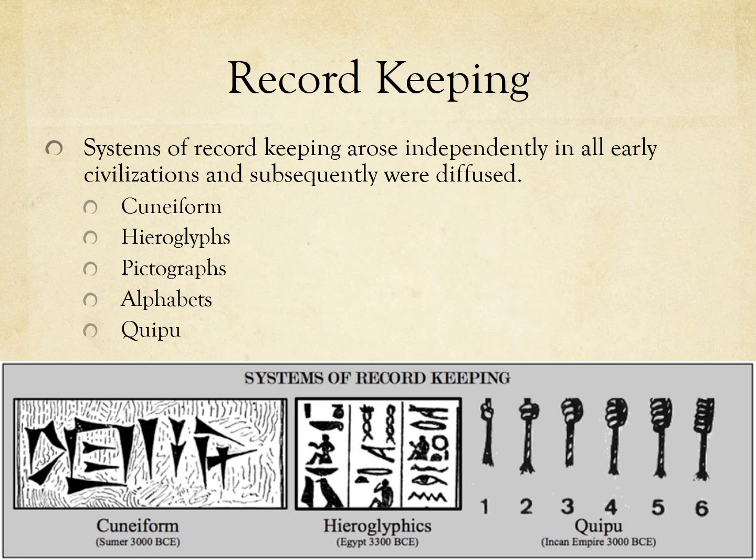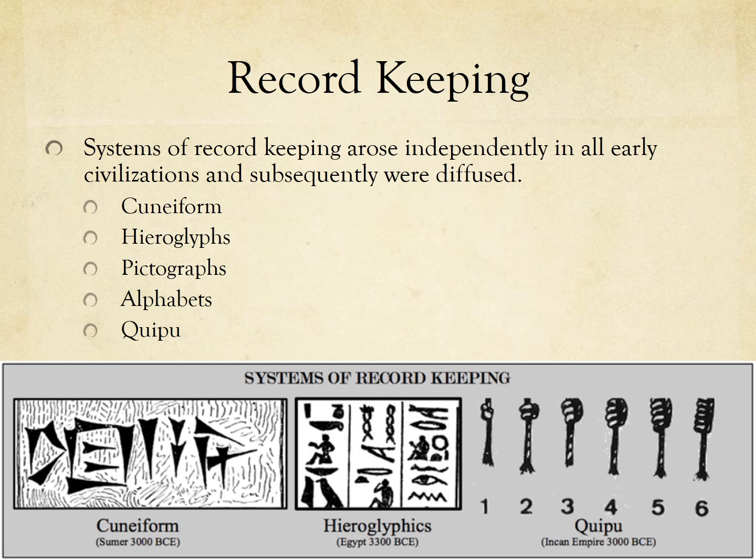So cuneiform, you've got from Sumer in about 3000 BCE. You've got hieroglyphics coming from Egypt from about 3300 BCE. You've got pictographs coming up, which again are very similar to hieroglyphs and cuneiform. Alphabets, remember the Phoenicians. You've got quipu, which wasn't actually like a writing system, but it was definitely a system of knots to keep track of things, which you see pictured there on the bottom right. But that was about 3000 BCE.